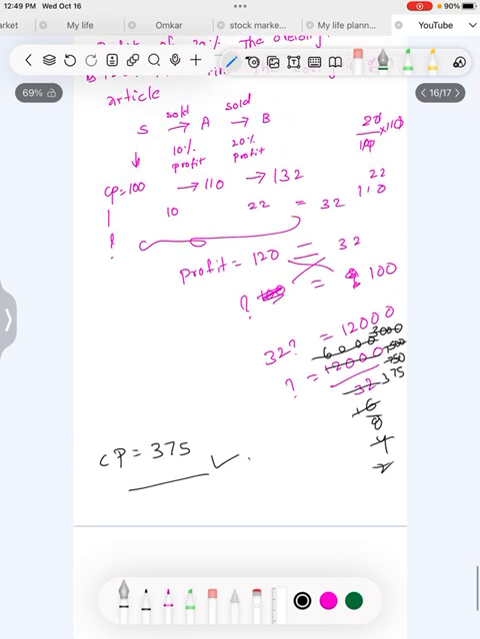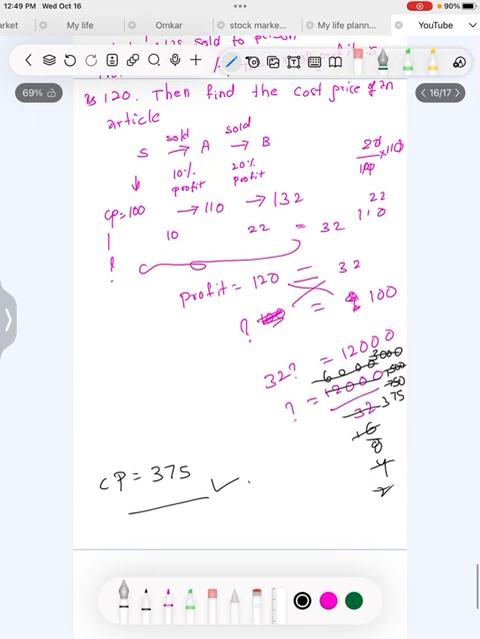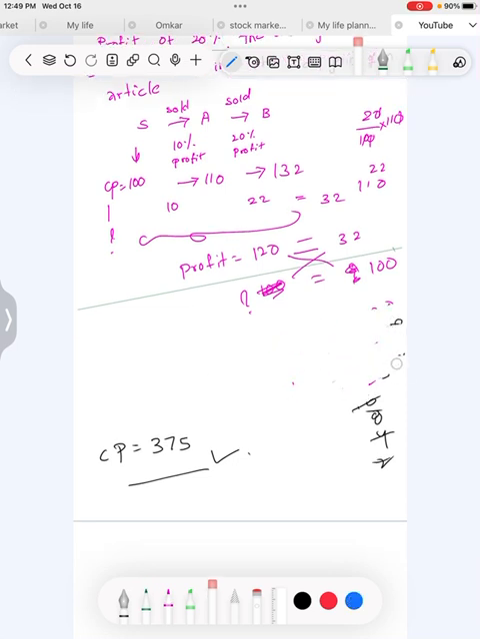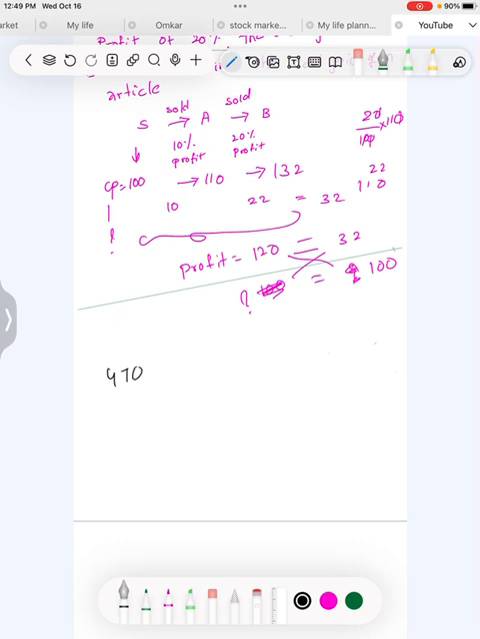Do one thing. This is the question, right? So this is the question. We can do it in another way. Let me show it. We can do it in this way, like, let us go with the options first. Let us say they are saying that CP is 470, right? Let us see it out.